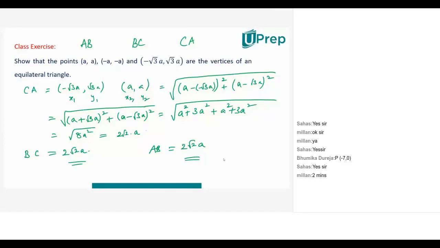Apart from CA, each of you do at least one, BC length or AB length, any one. One I did, one you do, the rest is homework. One you do the calculation, one you keep for homework for the next class. Sir, BC is also 2 under root 2a. Good.